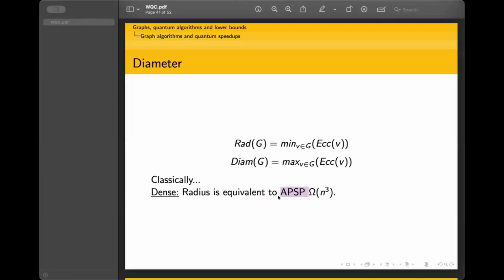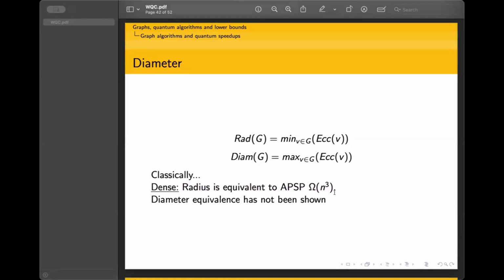You could think that there are smarter ways to go about this, and the answer is that on dense graphs it is impossible. So radius is as hard as the APSP problem, which is a very non-trivial proof, and it's a very recent result. But then diameter equivalence has not been shown. So diameter can be easier than the APSP problem. This is a very big open question in classical algorithmic research too, whether you can solve radius or diameter faster than via all pairs shortest path.